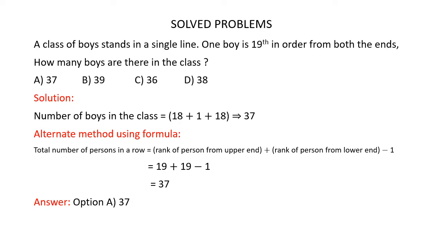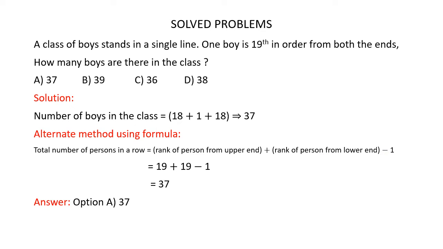So there are 37 boys in the class. Now you can solve this problem using the formula. Total number of persons in a row is equal to rank of person from upper end plus rank of person from lower end minus 1.